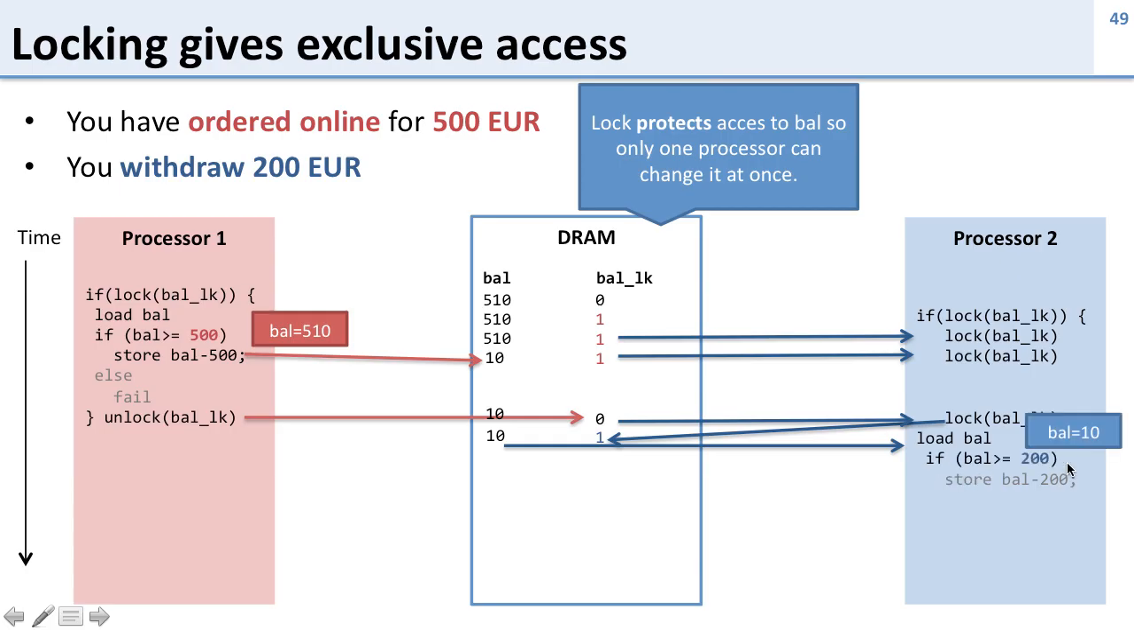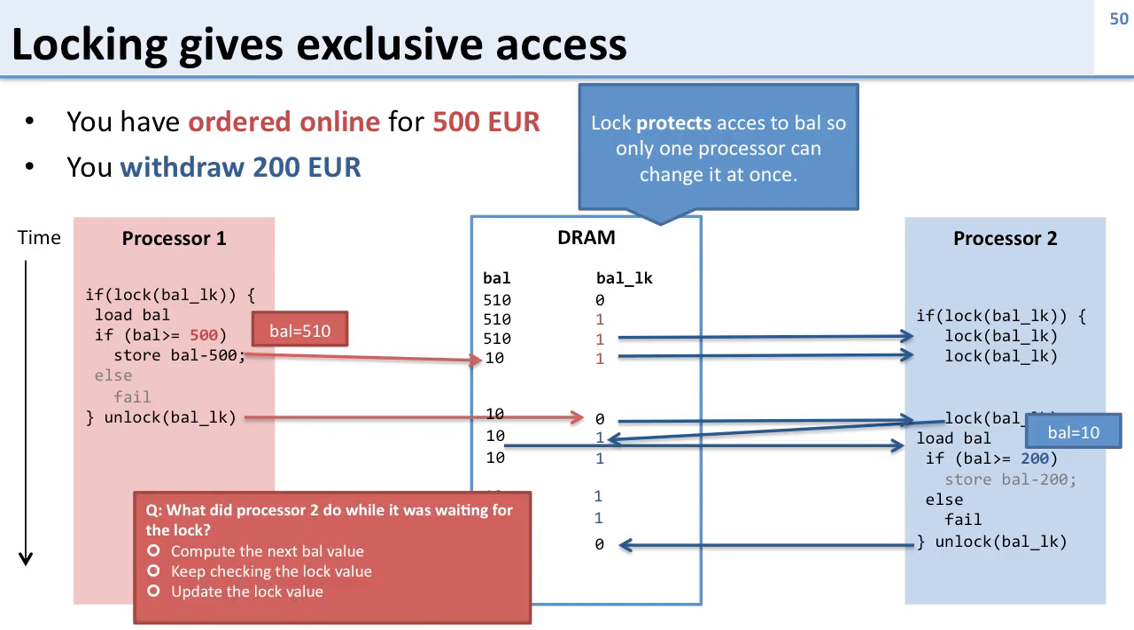It checks to see if the balance is greater than 200. It's not, so it doesn't update it, and it goes ahead and fails. So it tells you you can't do the withdrawal. So this worked the way we expect it to. And then finally, when it's all done, it's going to have to unlock the lock itself so that other transactions can proceed.